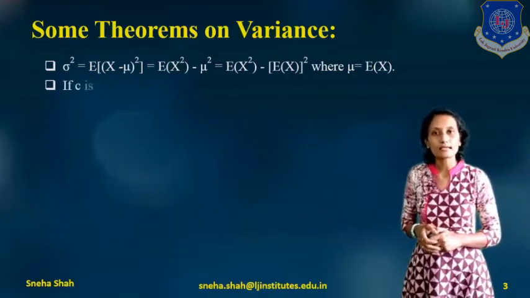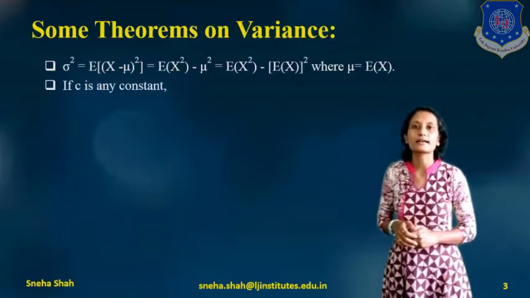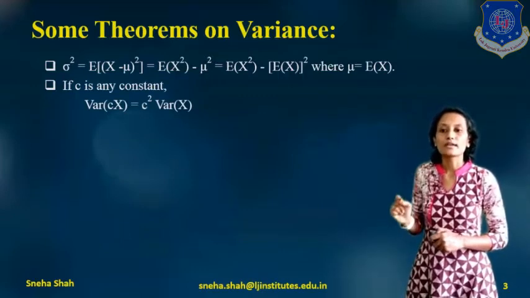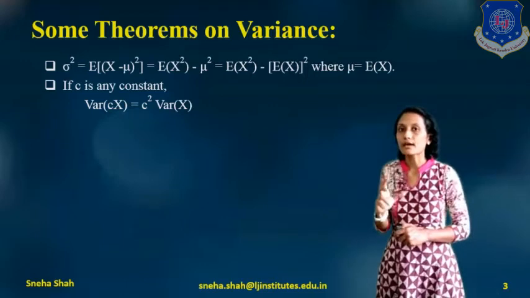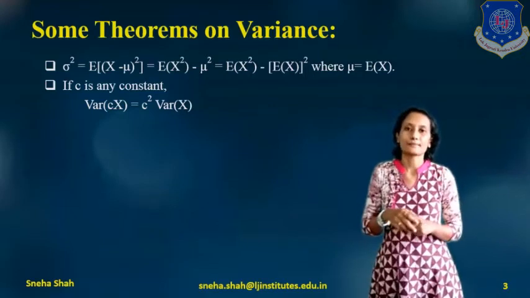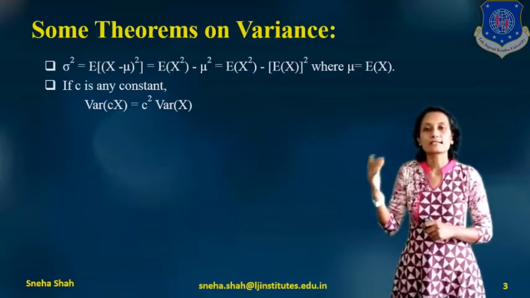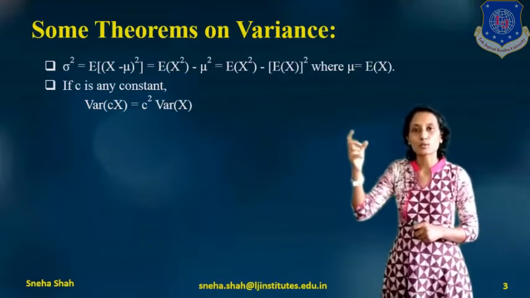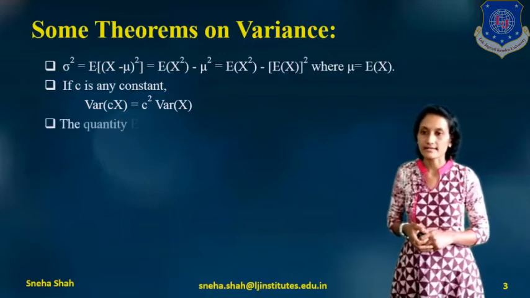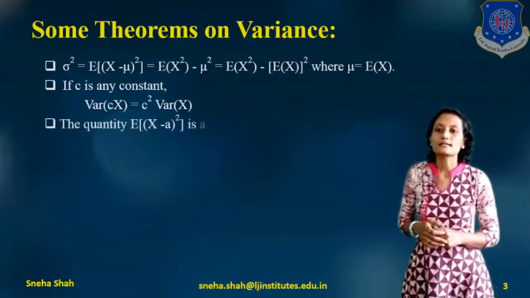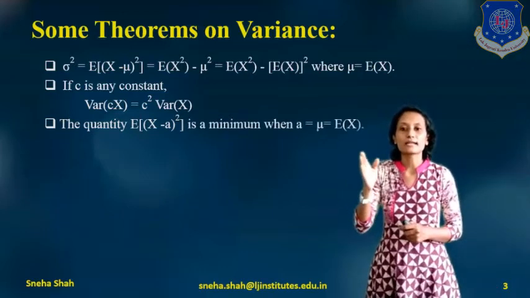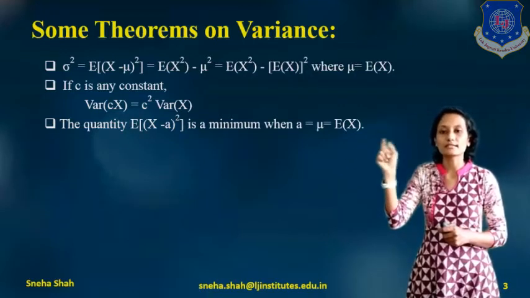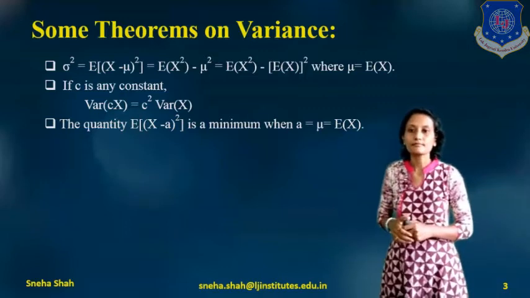Now the second theorem is if c is a constant, then variance of cx equals c square variance of x, because we have taken the square value of the expectation, so the constant will also be considered as a square value. It will be represented as c square into variance of x. The third theorem is the quantity E of (x minus a) whole square is a minimum when a equals mu equals E of x.